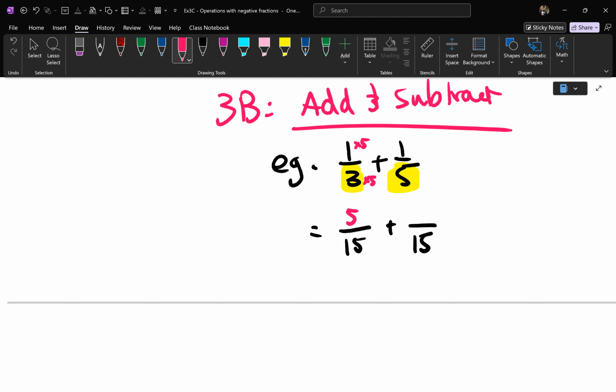Whereas 1/5 times 3, 5 times 3 will give you the 15. What do you do to the bottom? You must do to the top. And that is why, now these are the same slices. You got 5 of these 15 pieces, and you're adding on an extra 3 of them. That's when you can add them and count them. And you can say, well, in total, I have 8.